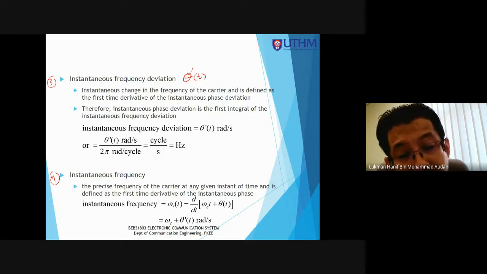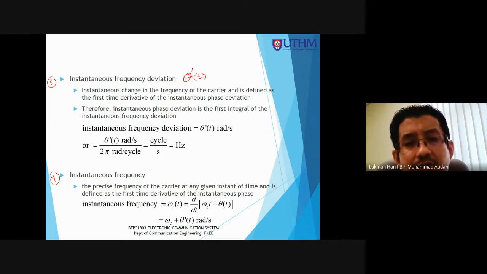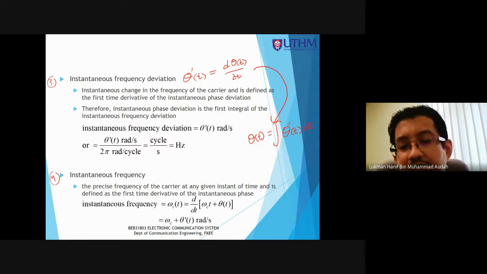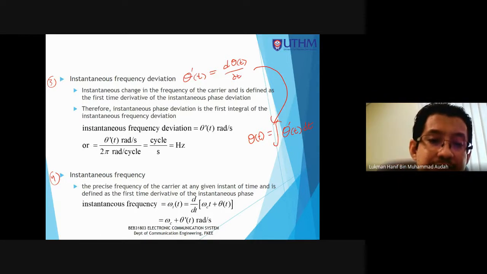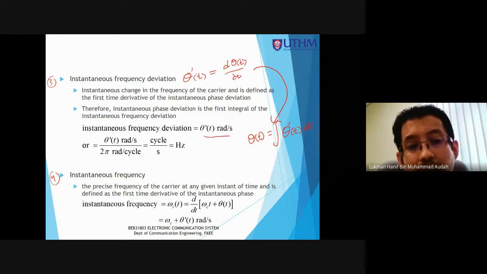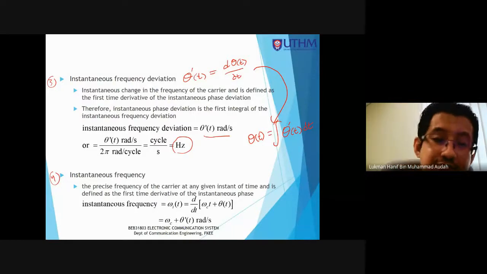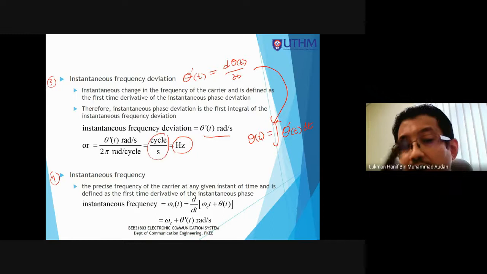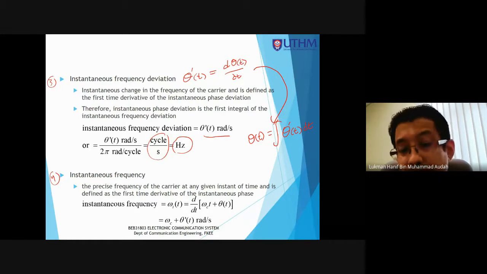Okay, so how do we get theta prime t? We can get this by the first derivative of theta t. That means we can do the pembezaan d theta t over dt. So we get theta prime t. And if we want to reverse, kalau kita nak reverse, maknanya if we want to get theta t, that means it is equal to the integral of theta prime t dt. Nampak? So the unit for theta prime t is radian per second, or in terms of hertz. So radian per second ataupun hertz. So dia boleh radian per second, cycle per second, or hertz. Okay, the unit is cycle per second, hertz, or radian per second, no problem.